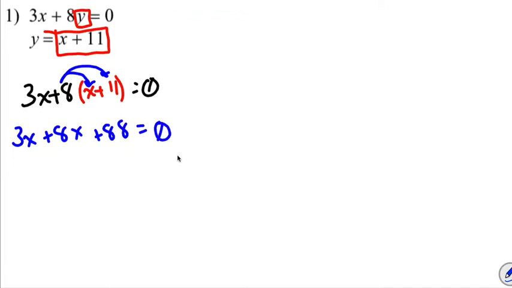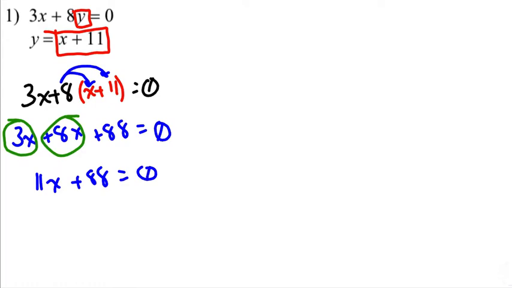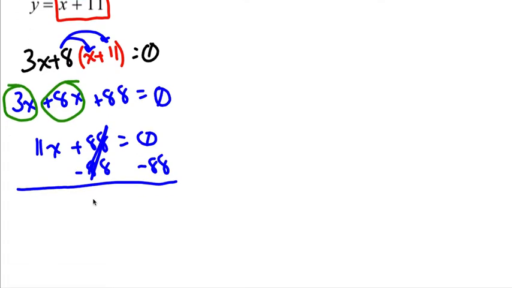All right, now, next we combine our like terms. So 3x plus 8x, add those together. 3x plus 8x is 11x. Plus 88 equals 0. Next step, move the 88. It's being added, so I will do the opposite and subtract 88 from both sides. So subtract 88. 88 minus 88 is 0, so the left-hand side is just 11x, and the right-hand side, 0 minus 88 is negative 88.